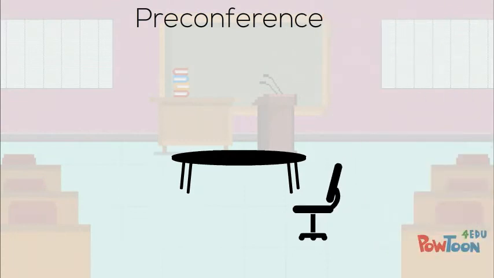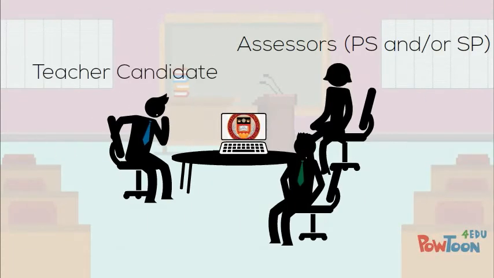Next is the pre-conference. The pre-conference takes place only for announced observations, but this is a great opportunity for you, the observer, to get a head start on what you'll be looking at during the observation itself. Here you will hear the teacher candidate's thoughts and planning, which will help you know in advance which elements of the teaching practice will be demonstrated.